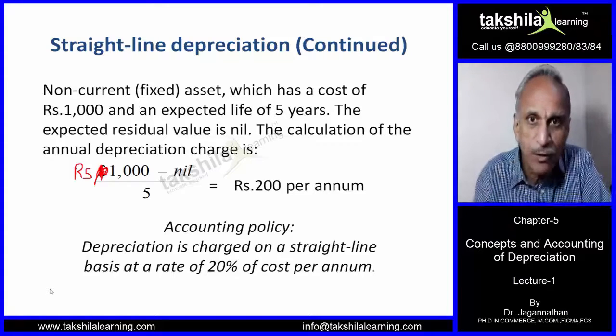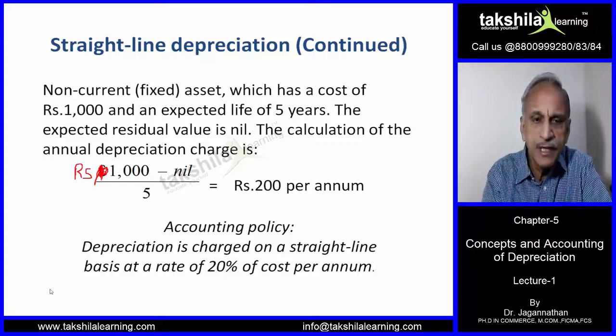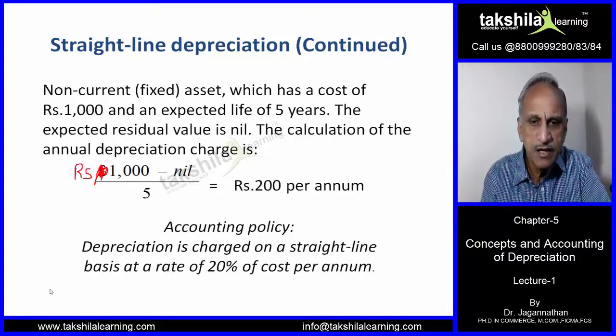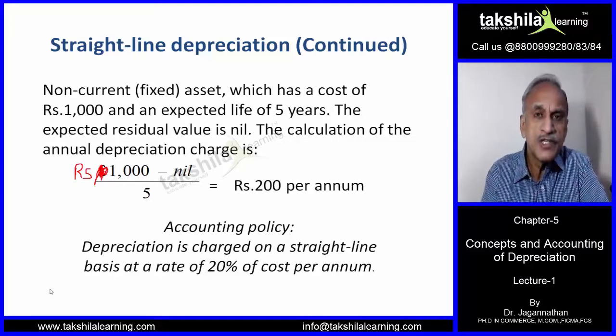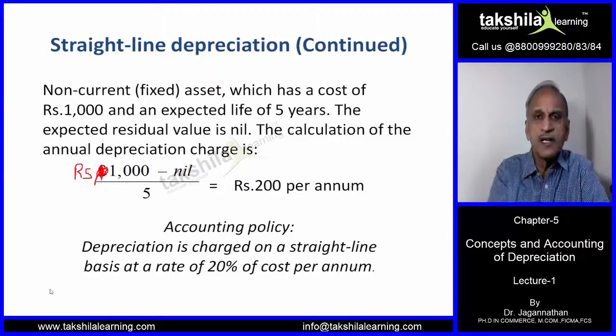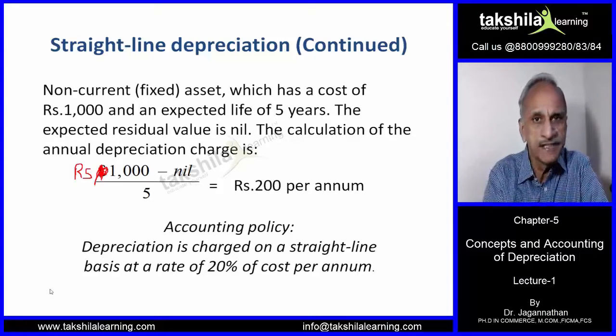Now comes the accounting policy. If you recall, I discussed with you, accounting policy is a decision of the management. The accounting policy in this case will be depreciation charged on a straight line basis at a rate of 20%. For 5 years, it means 20% of the cost per annum. Now, this shall be the accounting policy. In some other company, if they expect the residual value to be 200 rupees or the expected life is 4 years or 6 years, accordingly the amount will change, the rate will change, and the accounting policy will be different.